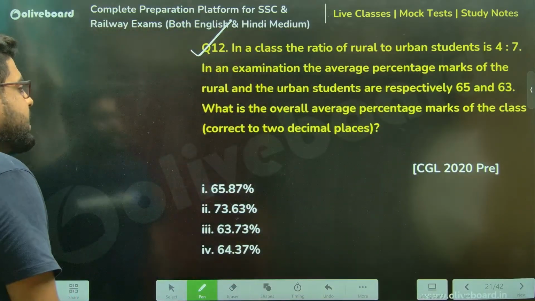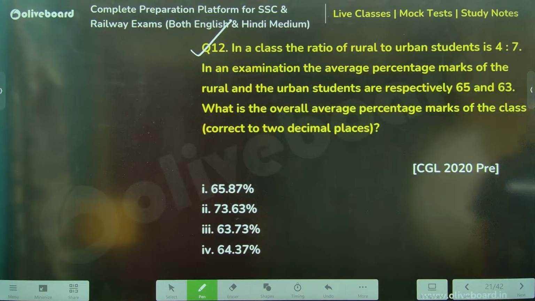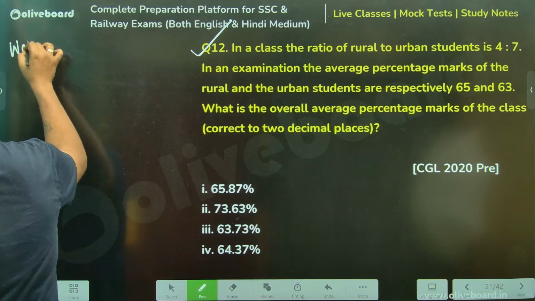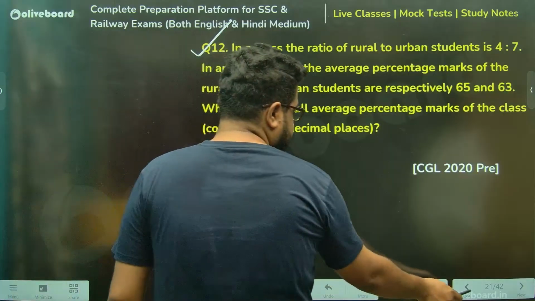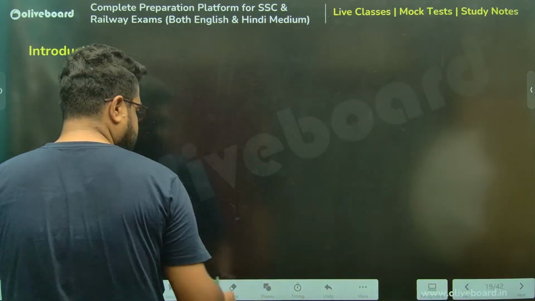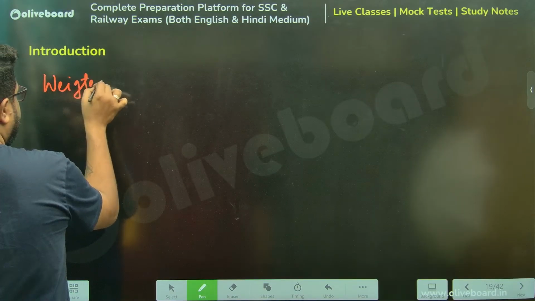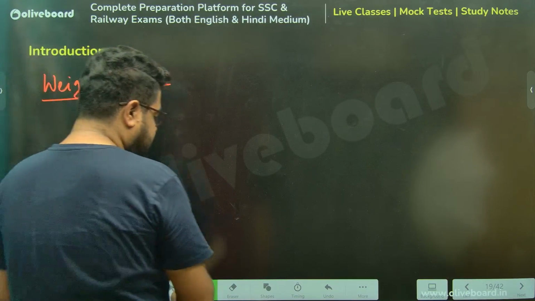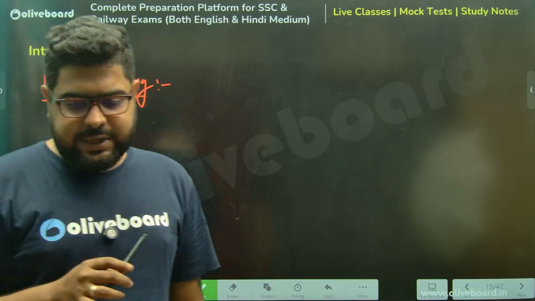Sir, what is the overall percentage marks of this? This is a little different type of question, right? So remember, these are called weighted average questions. Actually rather, let's do one thing. Let me explain the weighted average concept. Now, if you understand the topic properly, you yourself will be able to find a lot of shortcuts here and there. Now let's understand, sir.